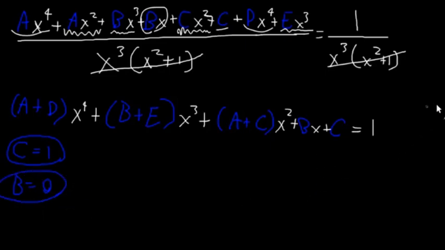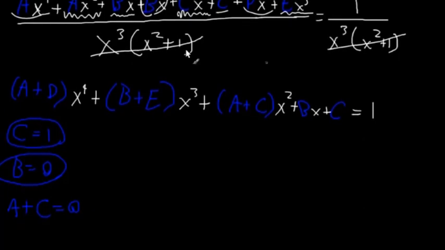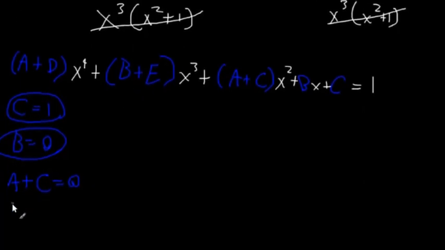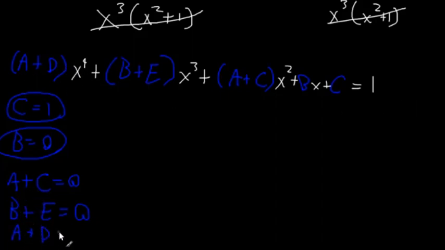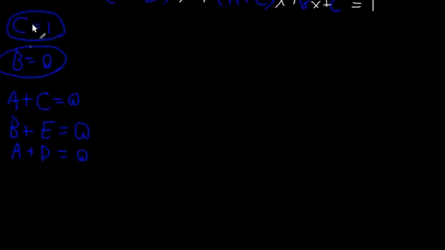And then likewise we have no x squared term on the right side here, which means that a plus c must also equal 0. Likewise there's no x cubed term, so the coefficient of x cubed, b plus e, must also equal 0. And finally there is no x to the fourth term on the right side, so the coefficient of x to the fourth, a plus d, must equal 0. And so now we already have two of the letters found out, so we can easily finish the rest of this system of equations here.